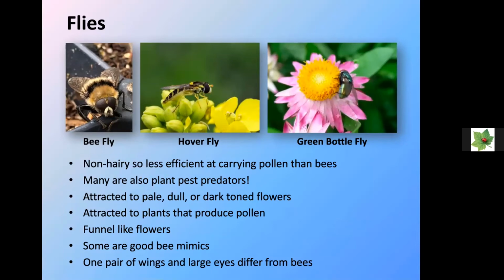But one of the biggest things that they do is that they are predators for many of our different types of pest insects that are out there. They're attracted to those paler, dull, and dark toned flowers, and to plants that produce actual pollen. They like the funnel types of flowers. And they're really good at mimicking bees, which is what you'll often see. It's easier to see because of the wings and their eyes whether it's an actual bee versus a fly.